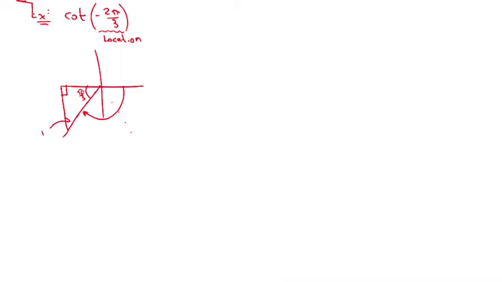Pi over 6 is equal to how many degrees? 30. Pi over 3 obviously is 60. So when you label the sides, opposite the 30 is where you want to start. You don't want to start with 60. Opposite the 30 is the smallest side. The smallest side is 1 for the 30, 60, 90 triangle.